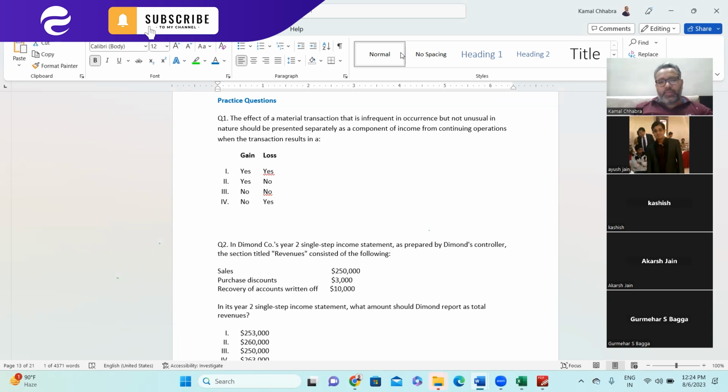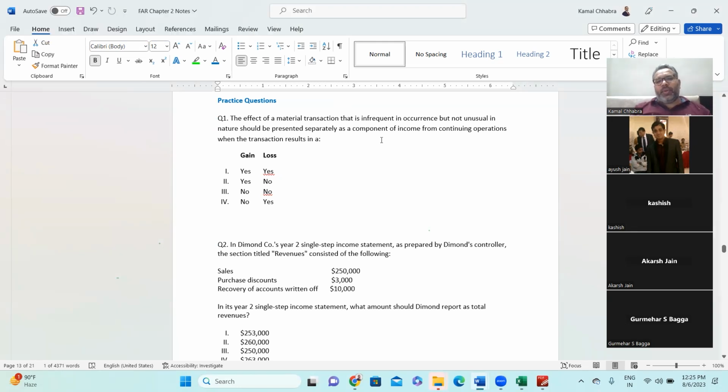Are you getting what is the call of the question? Call of the question is the effect of a material transaction that is infrequent. That means not part of your regular business activity, but not unusual. Should be presented separately as a component of income from continuing operations when the transaction results in what? Loss or gain? Or both or neither?